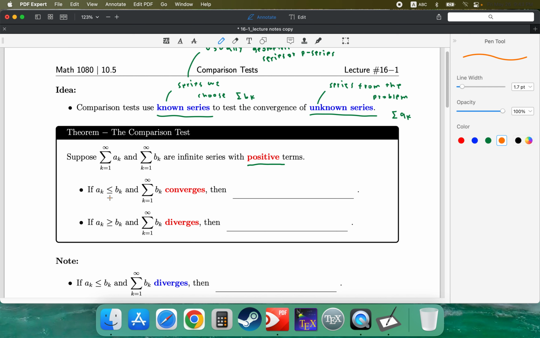If A sub k is less than or equal to B sub k, and summation of BK converges, then summation of AK also converges. Now, if A sub k is greater than or equal to B sub k, and summation of B sub k diverges, then summation of AK also diverges.